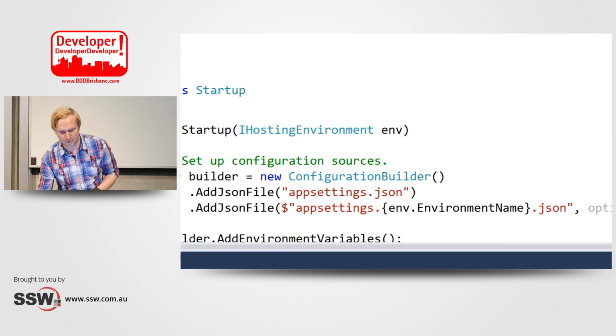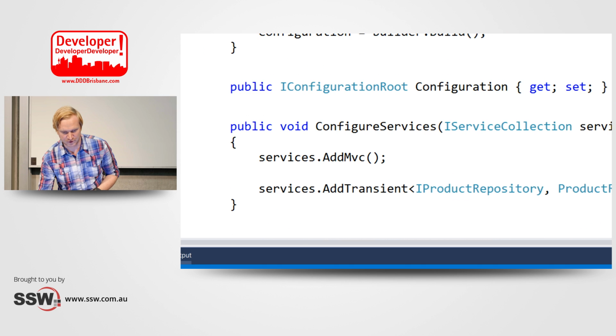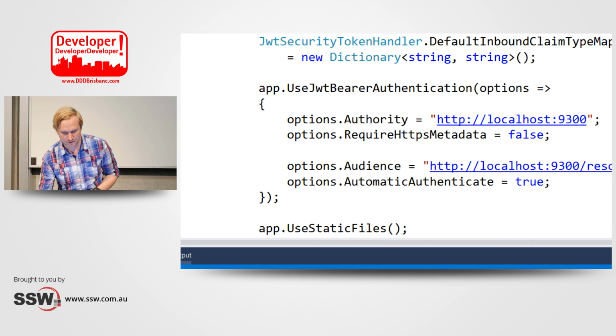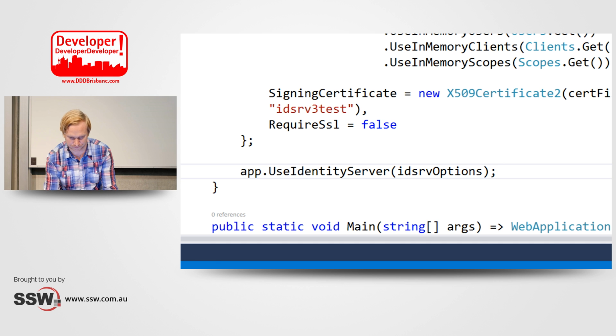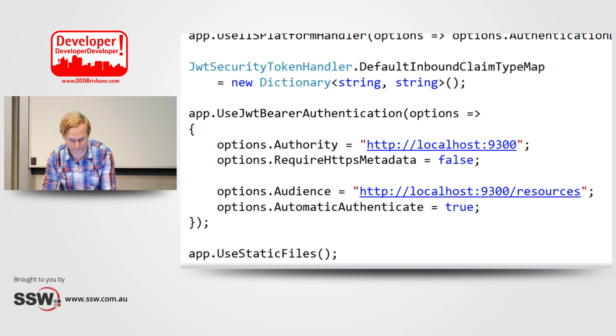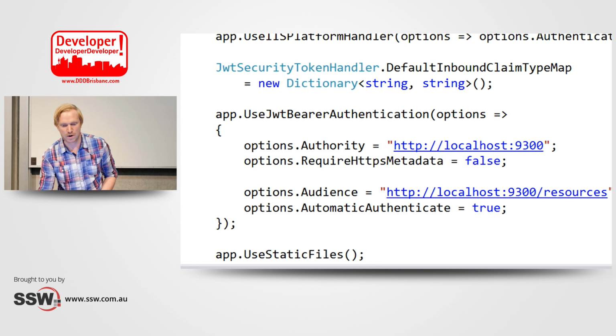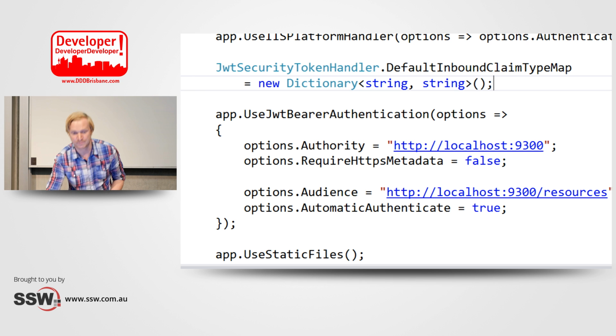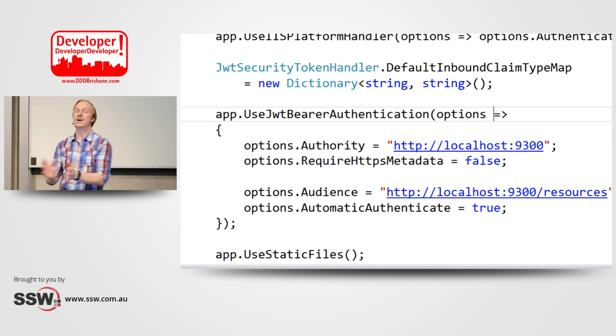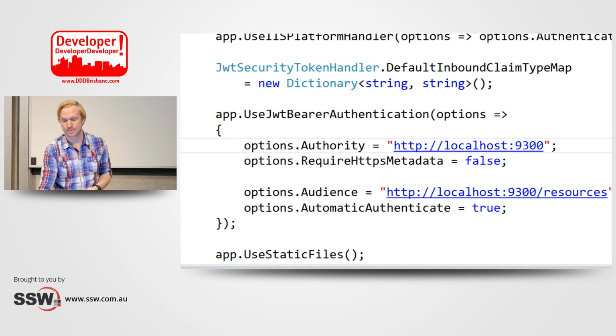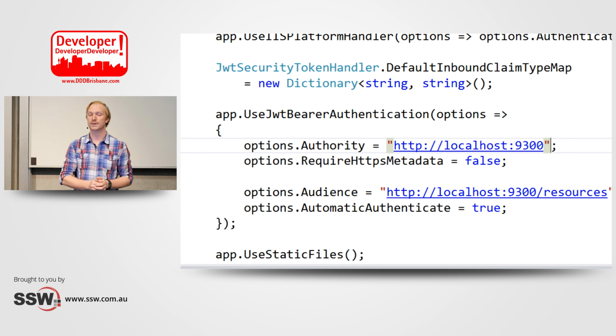So we do that in the startup file as well. If we scroll down here to the bottom, you'll see there are a few things in here. First of all, I've set up that I'm using the JWT security token handler, which pretty much just prepares this for using a JWT. And then I'm saying, okay, I'm going to use a JWT bearer token, and here are the options for that middleware. I'm going to point to this URL, which is our OAuth server running locally.